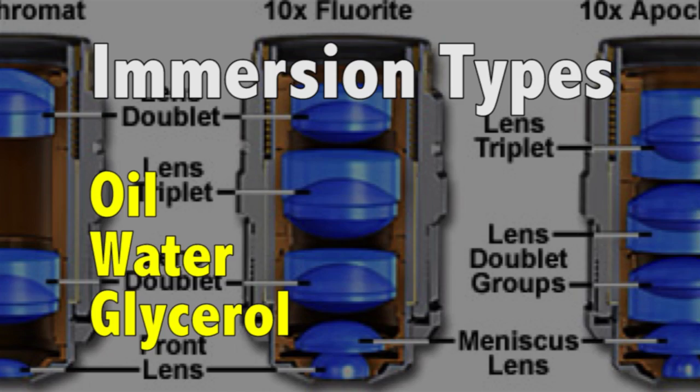We've discussed the different kinds of information that are painted on the barrels of our objective. We've discussed tube length, magnification, numerical aperture, which we'll talk a little bit more about, and cover slip thickness, and also immersion types. Remember, you can do oil immersion, water immersion, or glycerol immersion. Those three types of immersions are available on the objectives that we work with.